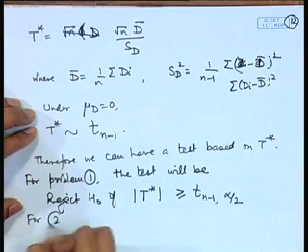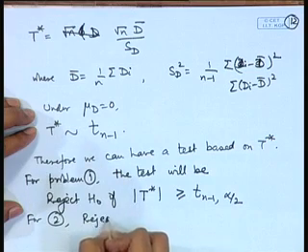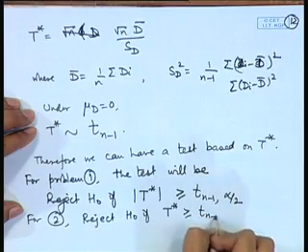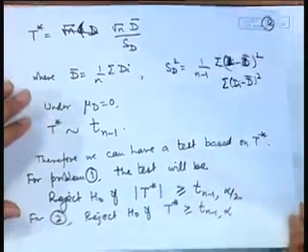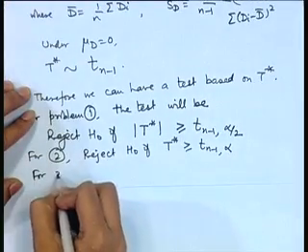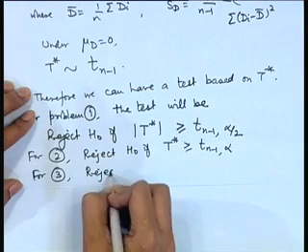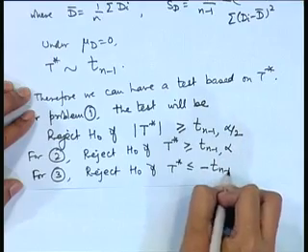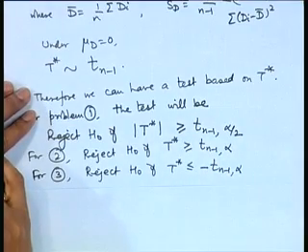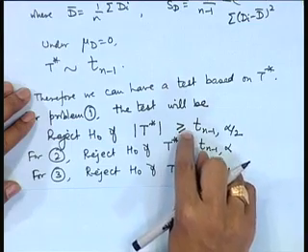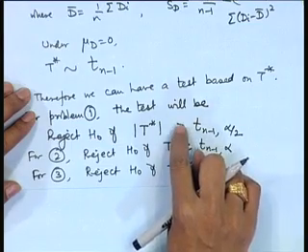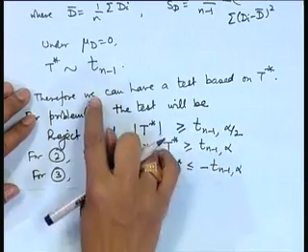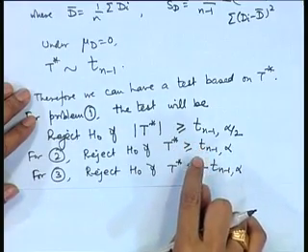For problem 2, it will be reject H naught if t star is greater than or equal to t n minus 1 alpha. For the testing problem 3, the test will be reject H naught if t star is less than or equal to minus t n minus 1 alpha. Once again, let me mention here that whether we write less than or equal to or greater than or equal to does not make any difference, because we are dealing with continuous random variables. So, the probability of equality is 0.